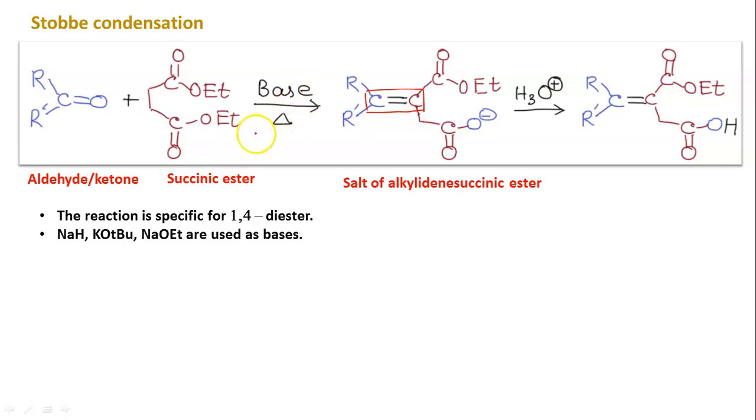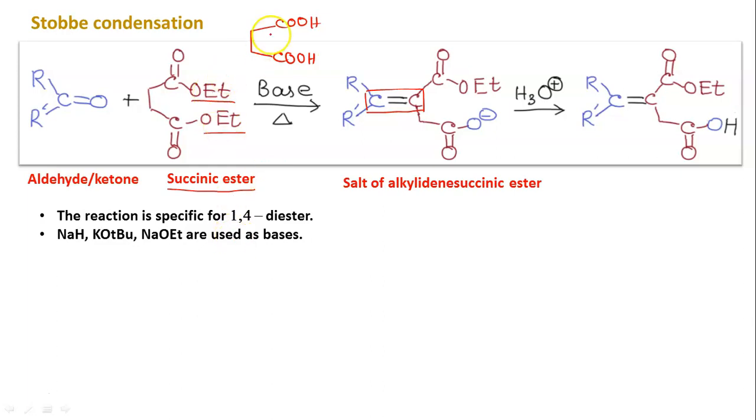and the reaction is going on in presence of base. One important point is that the molecule from which we are generating the carbanion is succinic ester. Succinic ester means ester of succinic acid. Here we have taken diethyl succinate because it is the ethyl ester. So succinic acid is basically CO2H, CH2CH2, CO2H. So it is a 1,4-diacid. So the ester that we will get will be a 1,4-diester. So this reaction is specific for 1,4-diester. The carbanion that we will generate is only from a 1,4-diester.